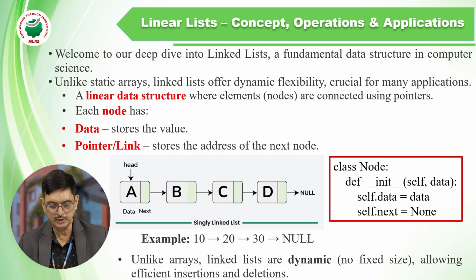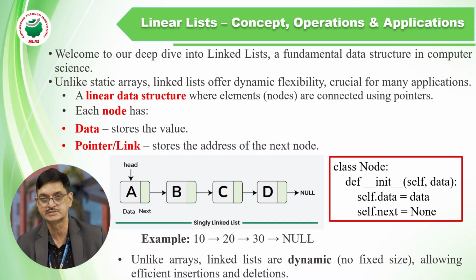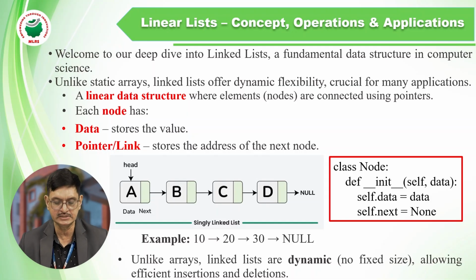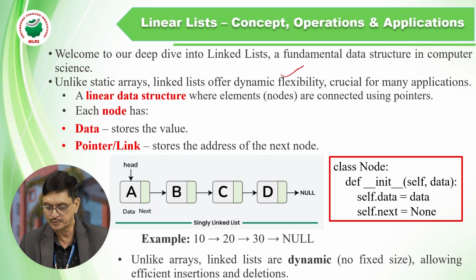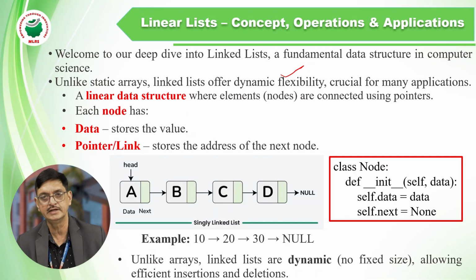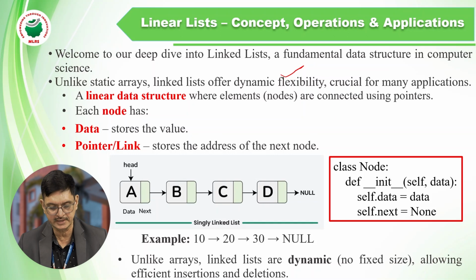So now we'll move a little bit more in depth into the concept of the linked list. A linked list is a fundamental data structure in computer science for maintaining data dynamically. Unlike static arrays, which are created at compilation time, linked lists offer dynamic flexibility, crucial for many applications. Here we need not maintain a huge amount of data at a fixed size. We can allocate memory as and when required.